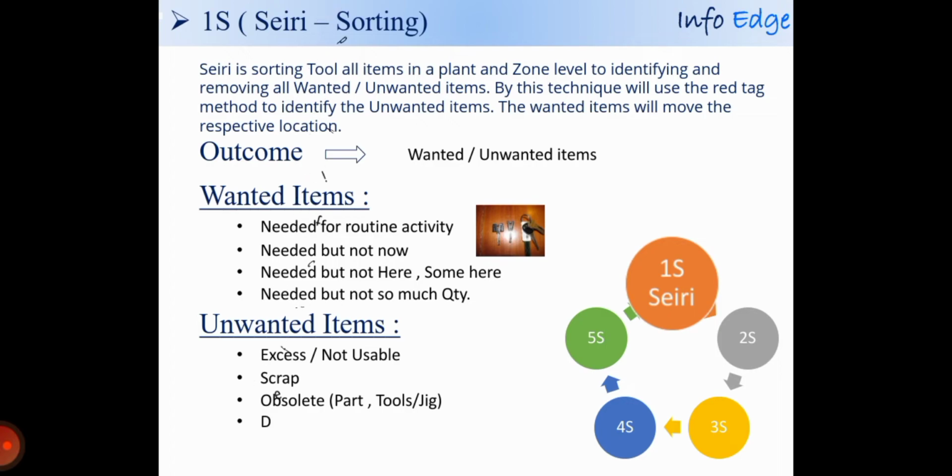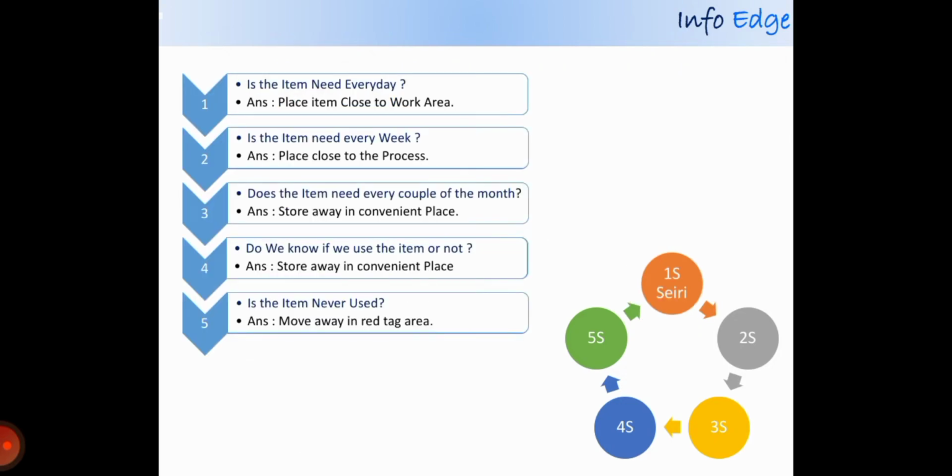Then the scrapped items and obsolete parts, tools or jigs, these all become unwanted items. Next, the defective part, whether it can be repaired or cannot be repaired, those items are called unwanted items. So these are a few examples of wanted and unwanted items. There are questions we can ask to identify the wanted or unwanted items.